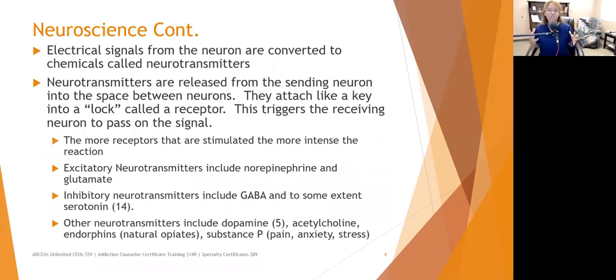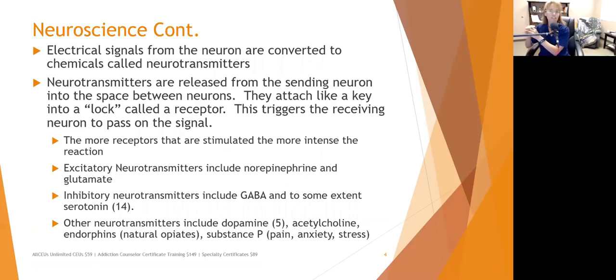So electrical signals from the neuron are converted into chemicals called neurotransmitters. The sending neuron basically secretes neurotransmitters into the space between neuron number 1 and neuron number 2. The neurotransmitters are released from the sending neuron into the space, and they attach like a key into a lock called a receptor on the receiving neuron.